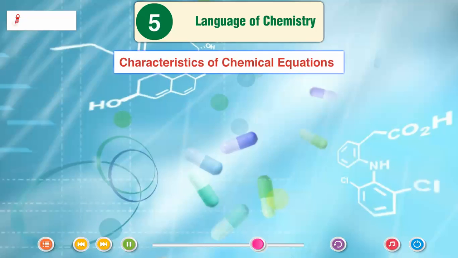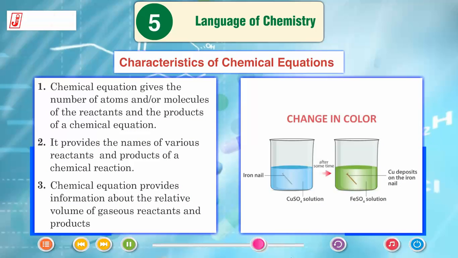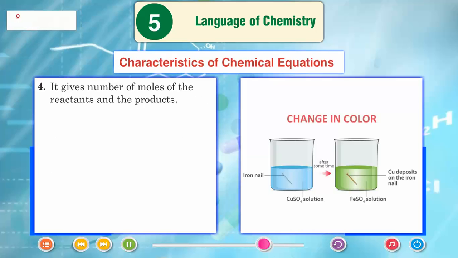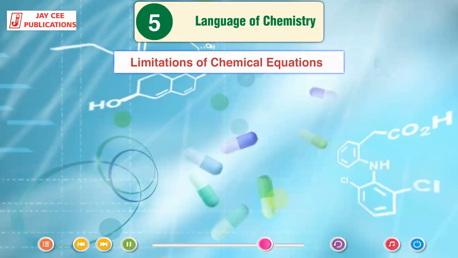Characteristics of chemical equations. A chemical equation gives the number of atoms and/or molecules of the reactants and the products of a chemical equation. It provides the names of various reactants and products of a chemical reaction. A chemical equation provides information about the relative volume of gaseous reactants and products. It gives the number of moles of the reactants and the products.